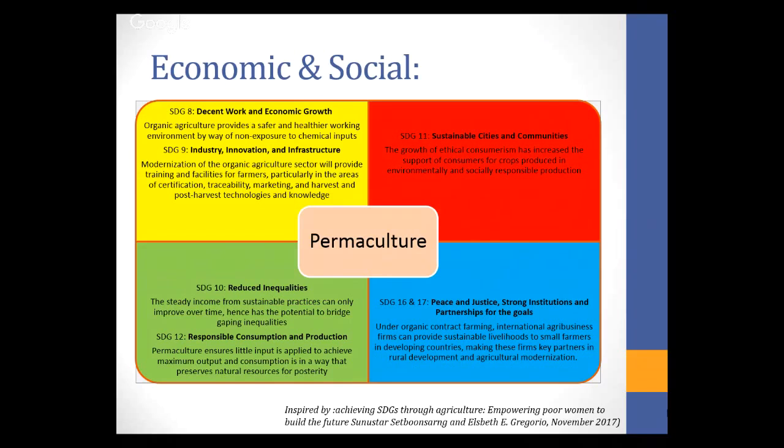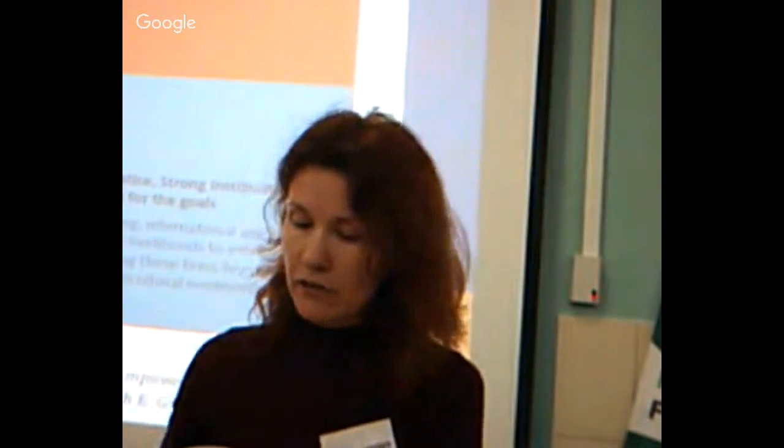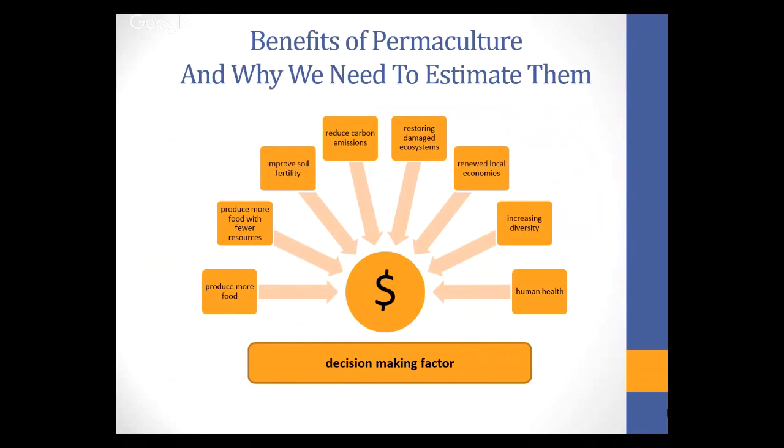According to United Nations data, for example, small-scale farmers in Africa have used agroecology to more than double crop yields within 3 to 10 years of implementation. And in the end, we are all witnesses today of how permaculture helps to create strong institutions and partnerships for the goals. So you can see that every benefit of permaculture in the end affects the economy and the economic ecosystem. And almost all, or maybe all, benefits we can calculate and express in money.